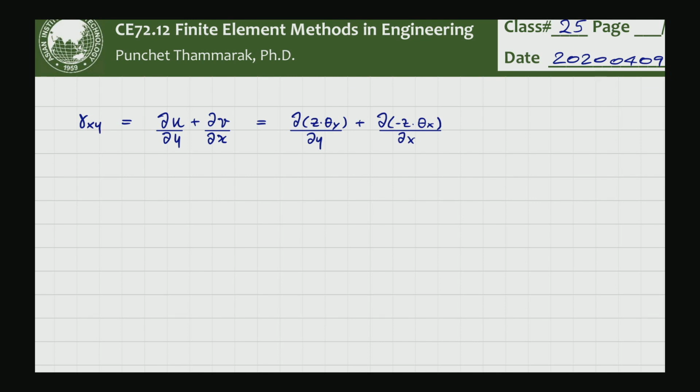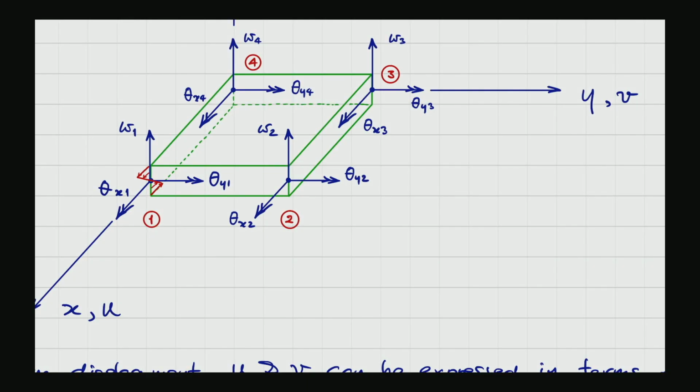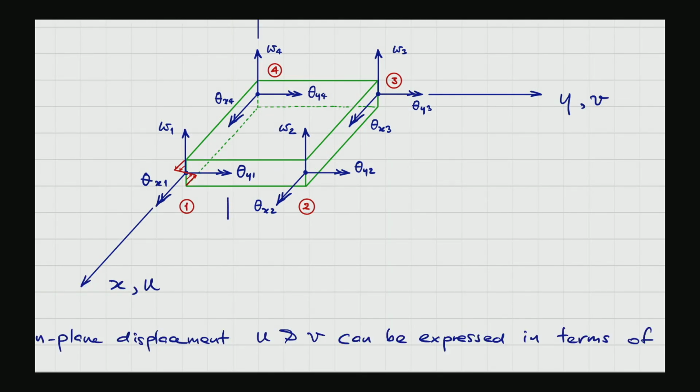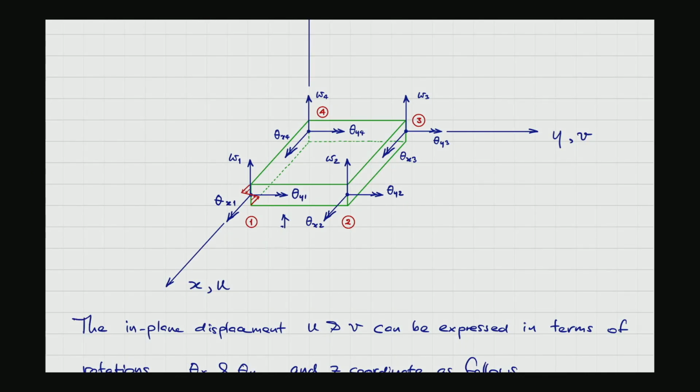And then gamma XZ. This is the shear. XY is the distortion in this plane, in the XY plane. And if we talk about XZ, it is along this plane. So you could have the distortion within this plane here.